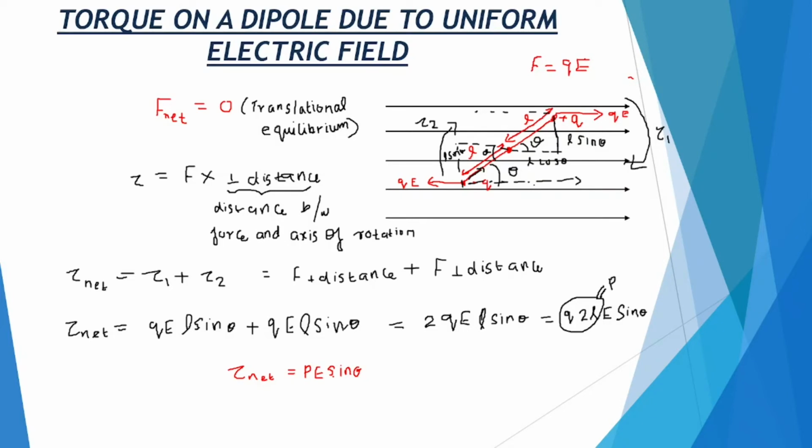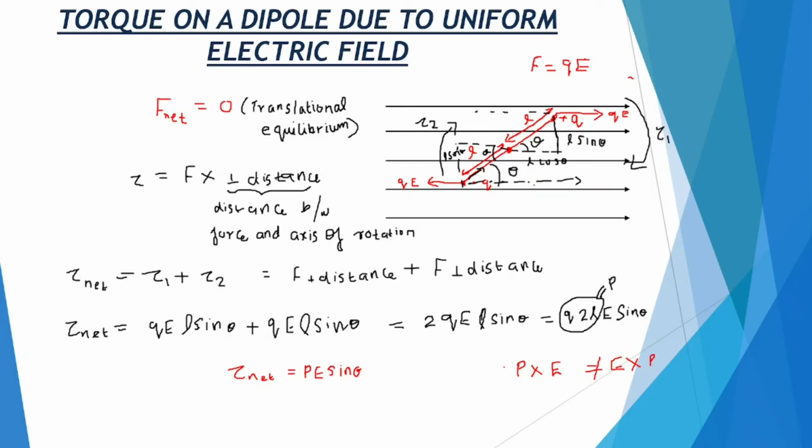You have already studied it in your 11th class. What is PE sine theta? It will be either P cross E or E cross P, right? But is P cross E equal to E cross P? No, P cross E is not equal to E cross P. Keep in mind that P cross E is never equal to E cross P. It will give you a different value. So you can write this PE sine theta as either P cross E or E cross P, but you can't write it both ways. Okay, keep this in mind.